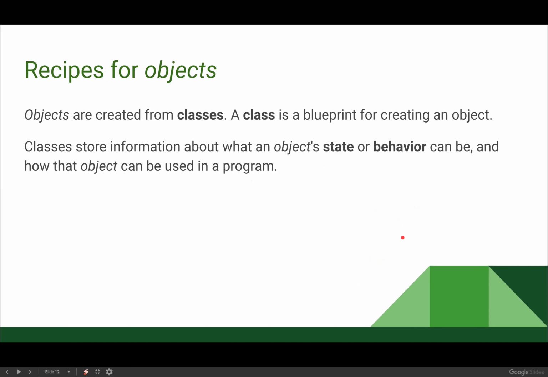So how do I, in my code, create an object? Objects are created from classes. So in our code, if we remember the skeleton, we made our public class myProgram. We are creating classes, and classes are blueprints for creating objects. Classes are going to store information about what an object's state and behavior can be, and how that object can be used in a program.